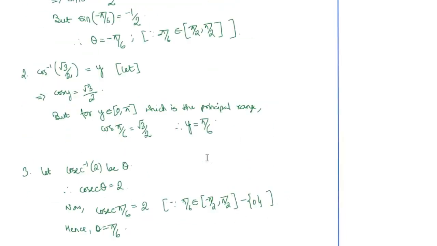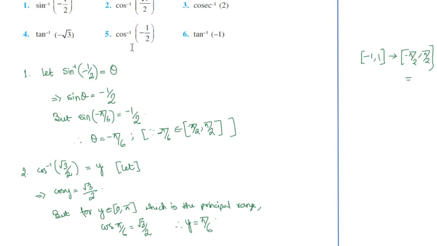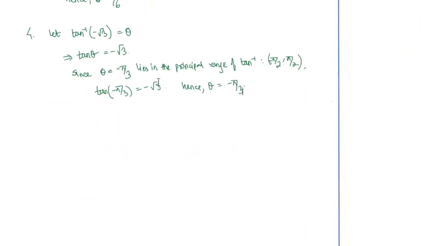It is done. Now coming to question number 5, it is said that we have to find cos inverse of minus half. Now let it equal to anything, suppose y, so we can see that cos y is equal to minus half. Now see here, you cannot give any negative values because the range of cos inverse is from 0 to pi. So you have to find any value from 0 to pi only that can satisfy this equation.